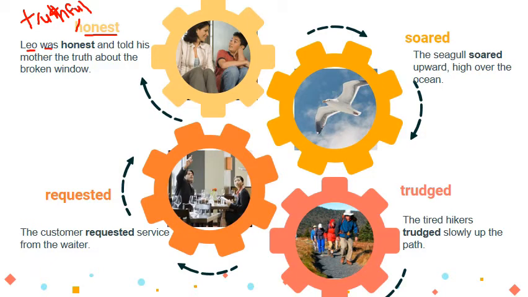Leo was honest and told his mother the truth about the broken window. So maybe Leo broke the window and he's being truthful and honest, and he told his mom all about it.